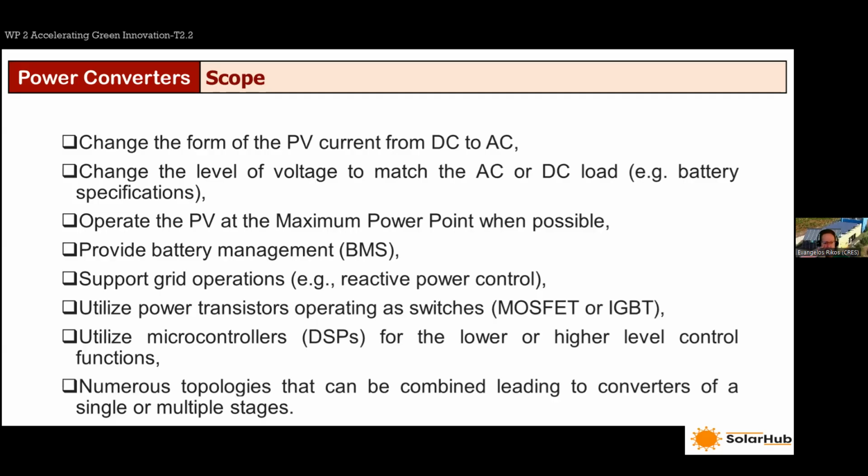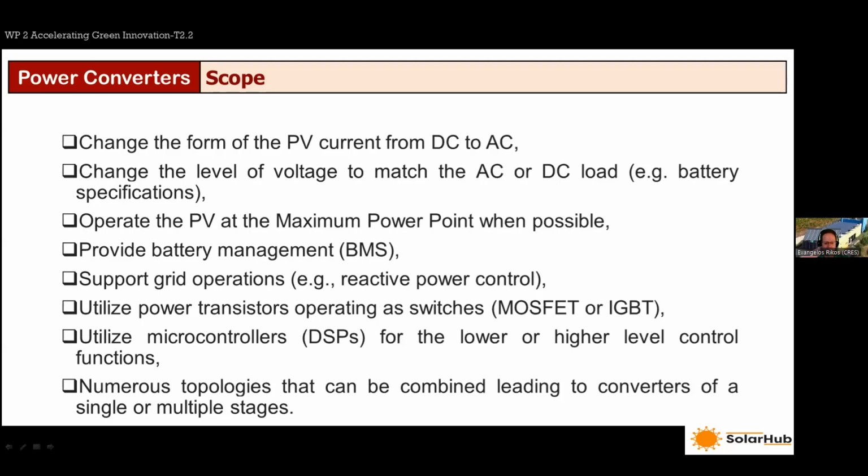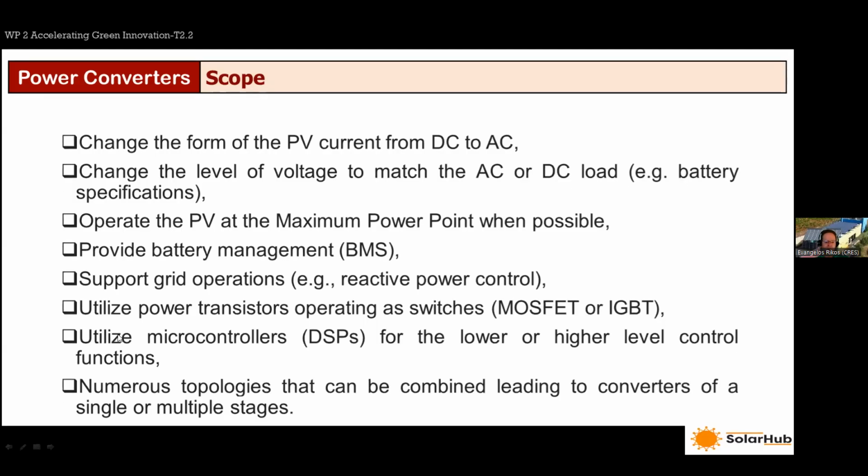One important functionality that power converters serve is to operate the photovoltaics at their maximum power point, when conditions allow it. Sometimes you cannot prevent it from working lower than it should, and sometimes you can do that on purpose, operating them at a lower level in order to improve the performance of the system.